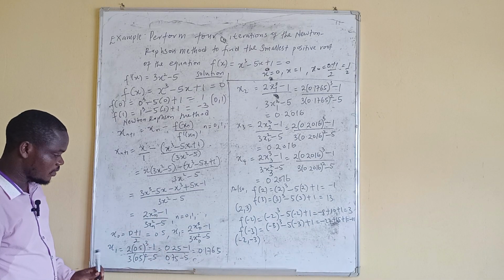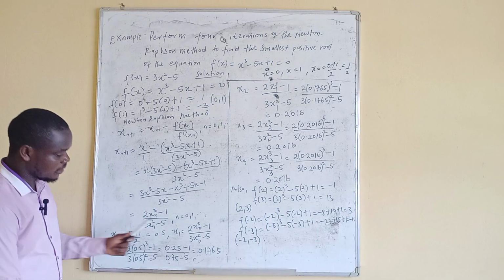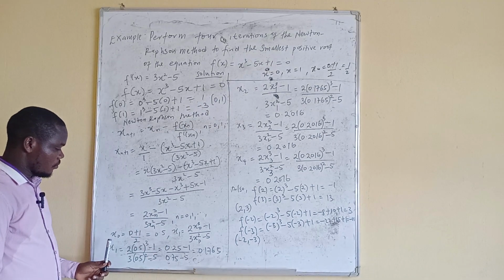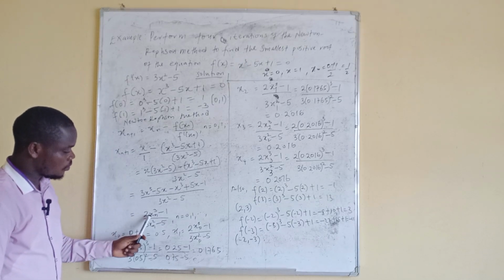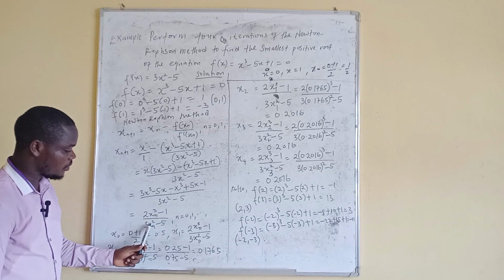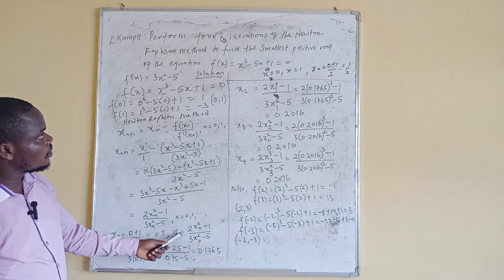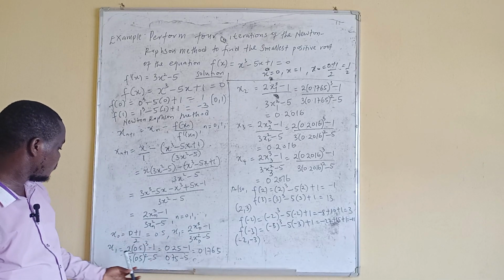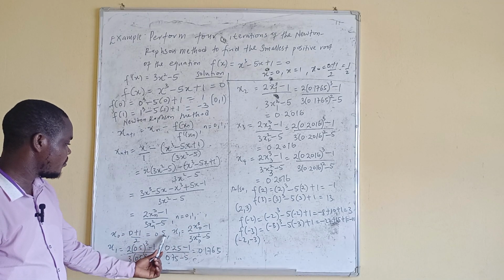Now, when n is 1, we replace x_n by 1. We have x_2 gives us (2x_1³ − 1) divided by (3x_1² − 5). So we proceed to find the root of the equation, which is this. First of all, replace our x_1 by 0.5.